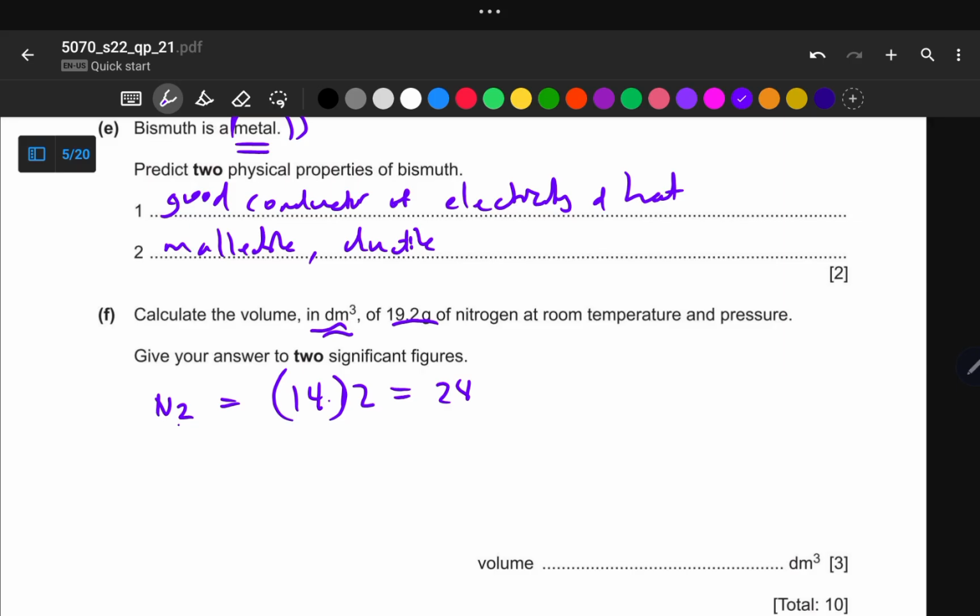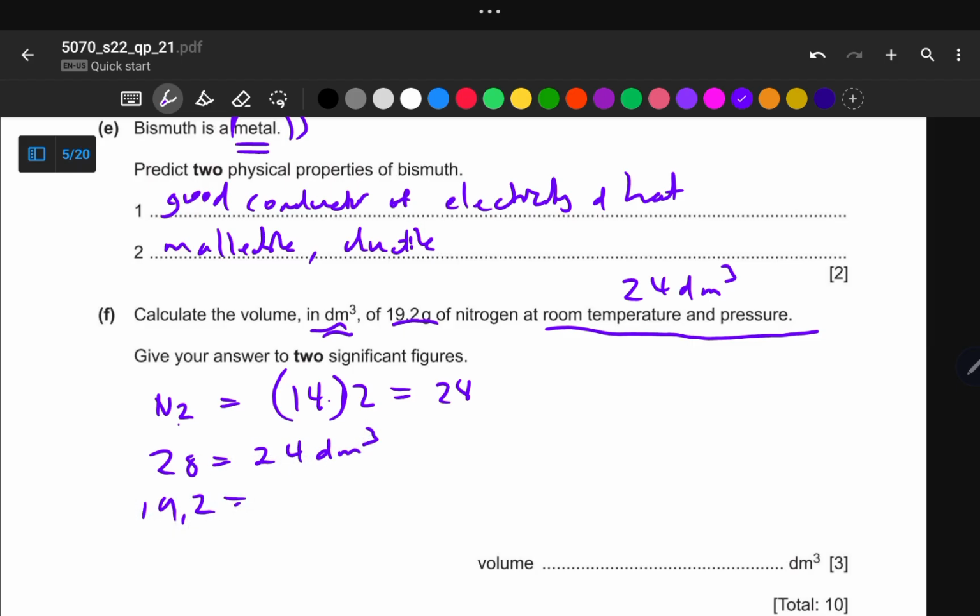The volume of a gas at RTP depends on your examination board. For Cambridge, it is 24 cubic decimeters, right? So 28 is going to give us 24 cubic decimeters. 19.2 is going to give us less, and we are going to simply carry out the proportion. So we're going to have 19.2 over 28 all over 24, and we are going to punch this straight into our calculator, right?